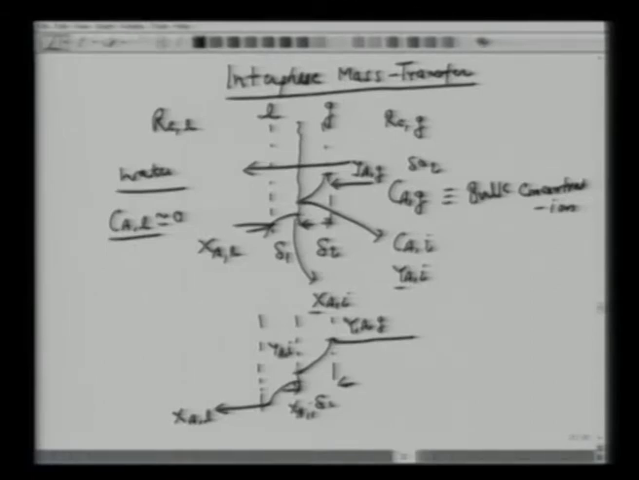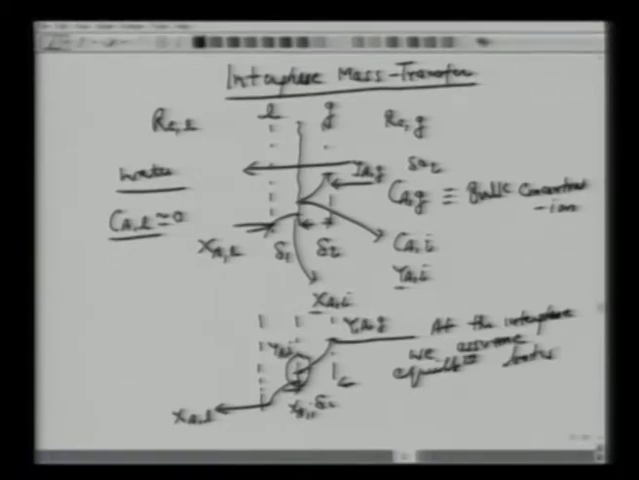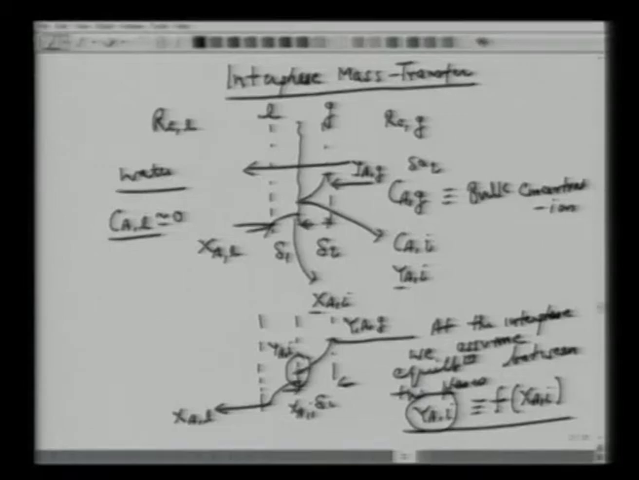Okay, so now we have four concentrations. And interface mass transfer says that at the interface, we assume equilibrium between two phases, which means Yai, the gas phase concentration at the interface, is in equilibrium by some correlation, by some relation, with the liquid phase mole fraction at the interface. So this is what we are assuming: there is an equilibrium at the interface.